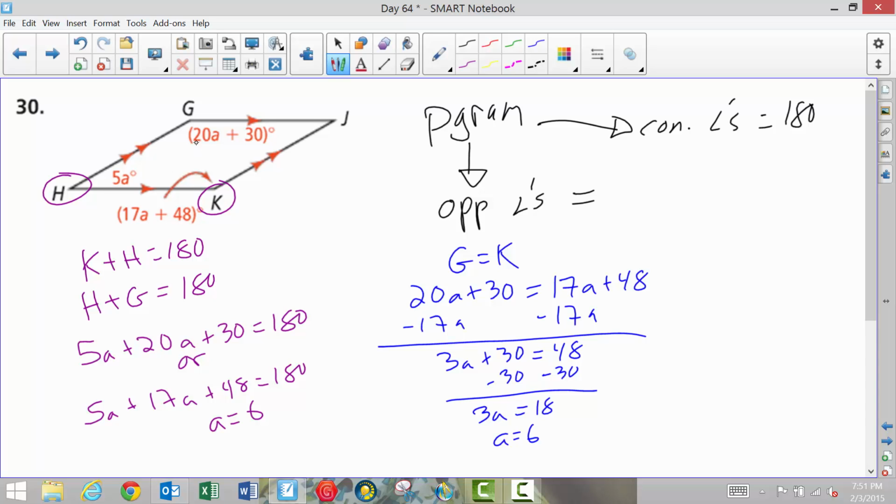Because remember, once you solve for A, it's always going to be that number. So I just used opposite angles to solve for A. You could use consecutive angles or opposite angles. Whatever method you want to use, you're still going to get A equals 6.